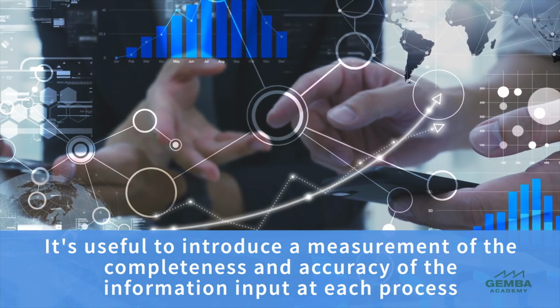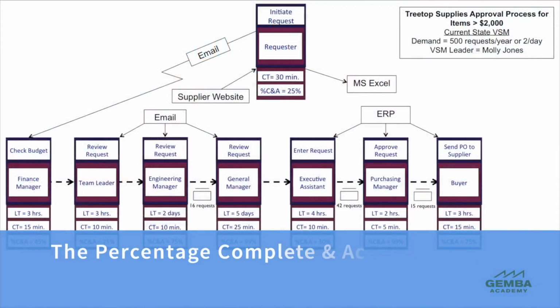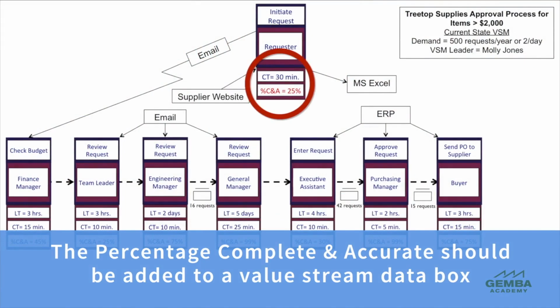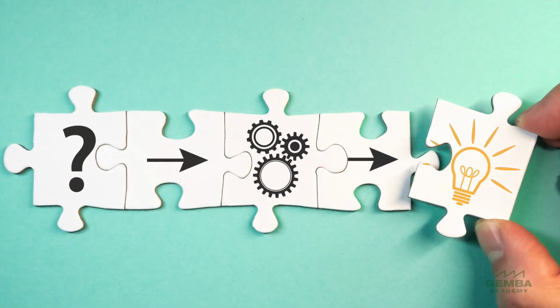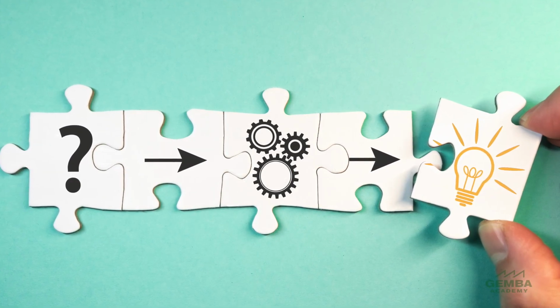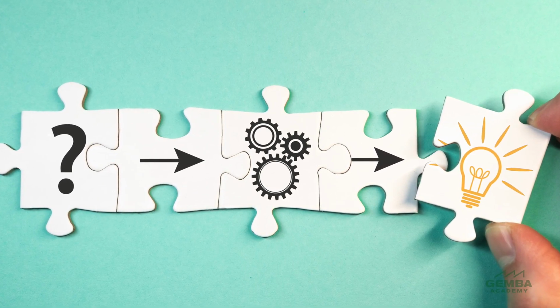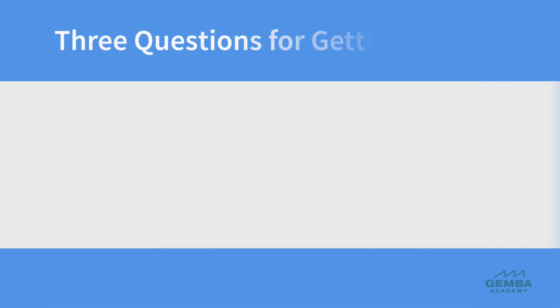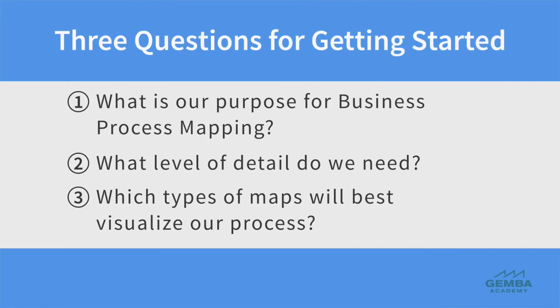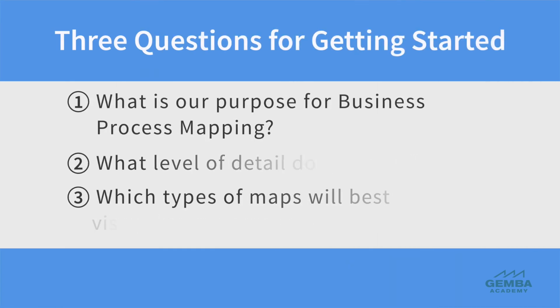There are many methods available for mapping our business processes. Often there's more than one way to get the job done. But depending on the nature of our business process, what we're trying to achieve through our mapping activity, and the level of detail we are seeking, some methods may work better than others. There are 3 questions we must answer to help us get started with mapping our business processes.